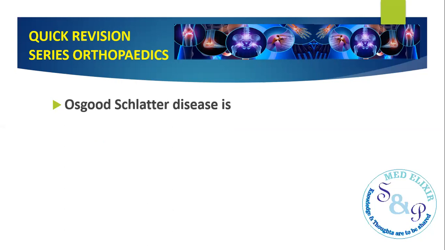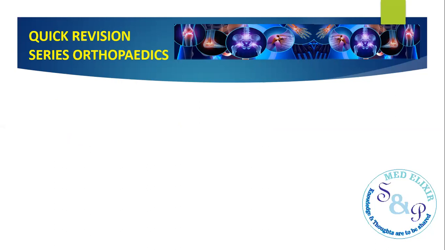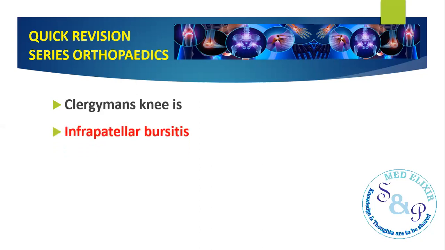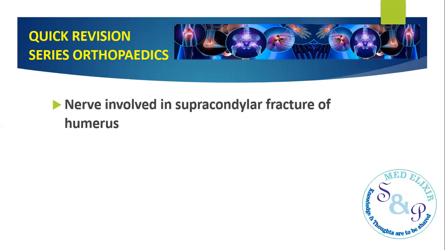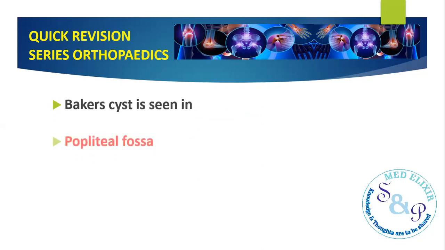Osgood-Schlatter disease is osteochondritis of tibial tubercle. Housemaid's knee is prepatellar bursitis. Clergyman's knee is infrapatellar bursitis. Nerve involved in supracondylar fracture of humerus: median nerve. Baker's cyst is seen in popliteal fossa.